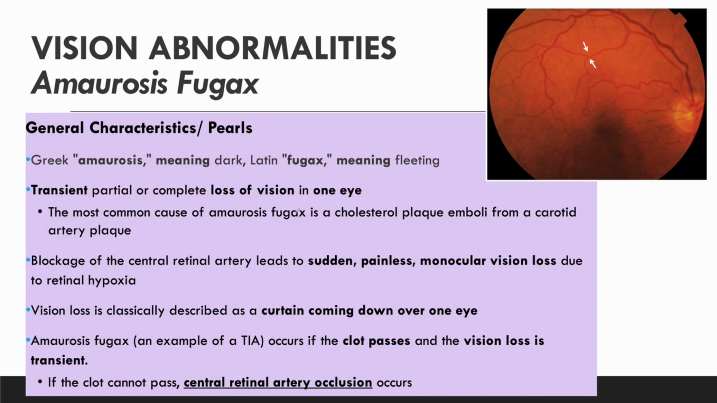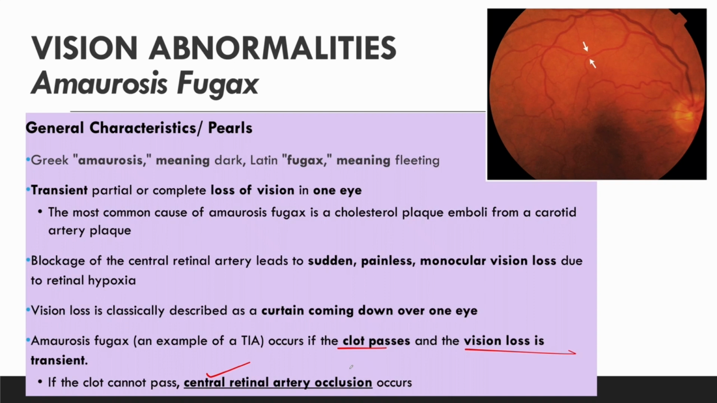Depending on where the blockage takes place, you'll either get a complete loss of vision or you'll get a scotoma, just an area of dark vision. And these patients typically describe this as a curtain coming down over one's eye, similar to the retinal detachment, but obviously different. If and when the clot passes, the vision loss is transient, so it comes back. If it cannot pass, it's the CRAO, and we proceed down that path.